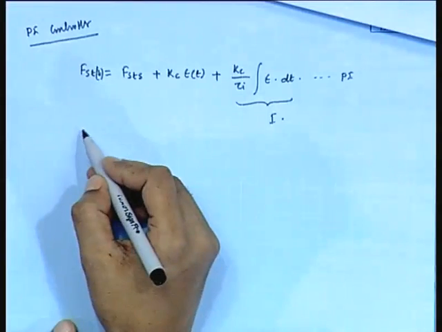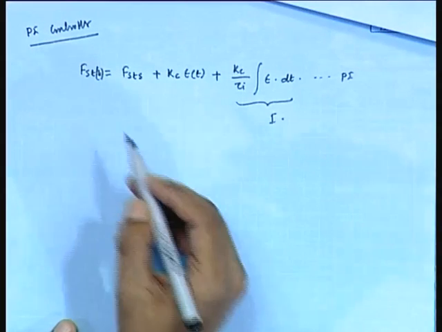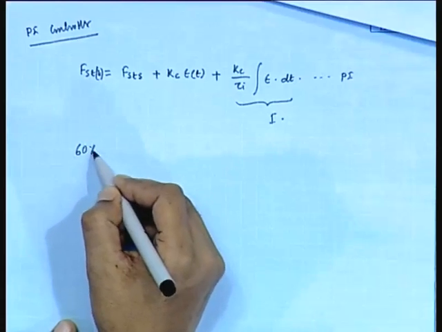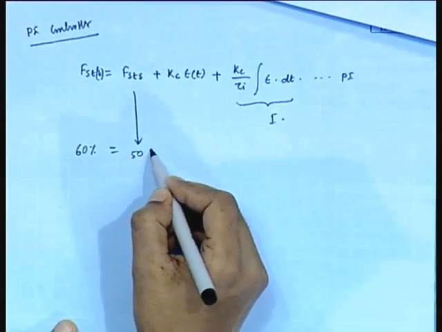Okay. Now, if we consider FST 60%, how much is FSTS? 50%.